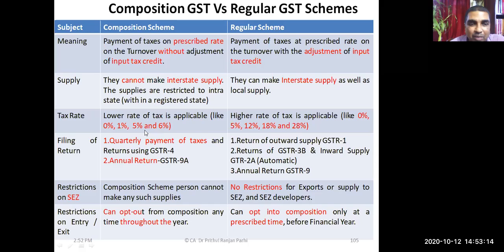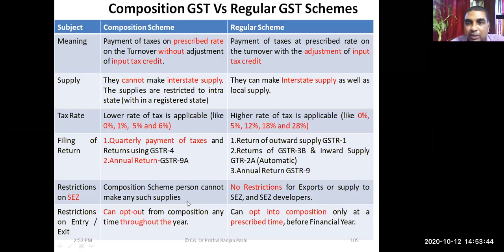And rates of composition dealer are 0%, 1%, 5%, 6%, etc. Higher rates like 5%, 12%, 18%, 28%, and 0% are applicable in case of regular scheme. One more difference is important for us. Composition dealer has to pay tax on quarterly basis. Regular dealer pays tax on monthly basis. And annual return has to be filed. Annual return also has to be filed here.